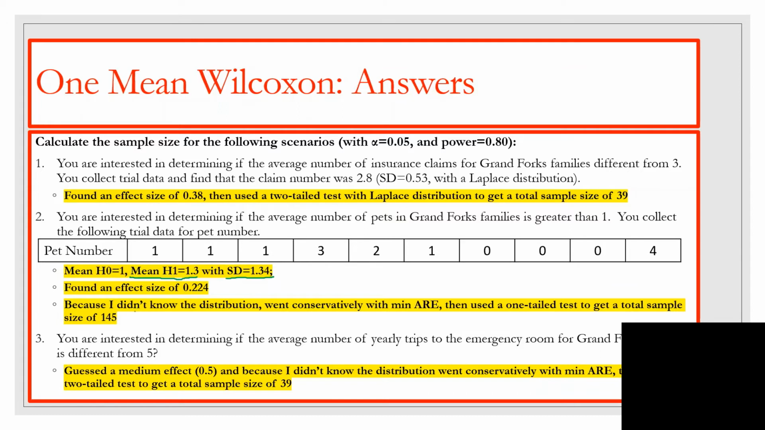0.224. I don't know the distribution, so I'm going to go conservatively with min-ARE, get a total sample size of 145. The third, I'm given no information, so I guess a medium effect, min-ARE, and use two-tailed to get a sample size of 39.